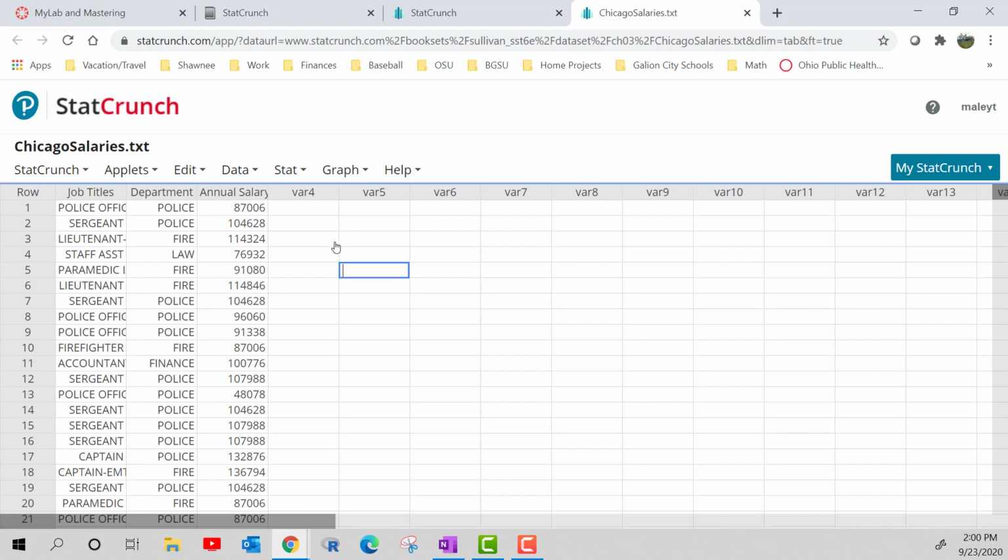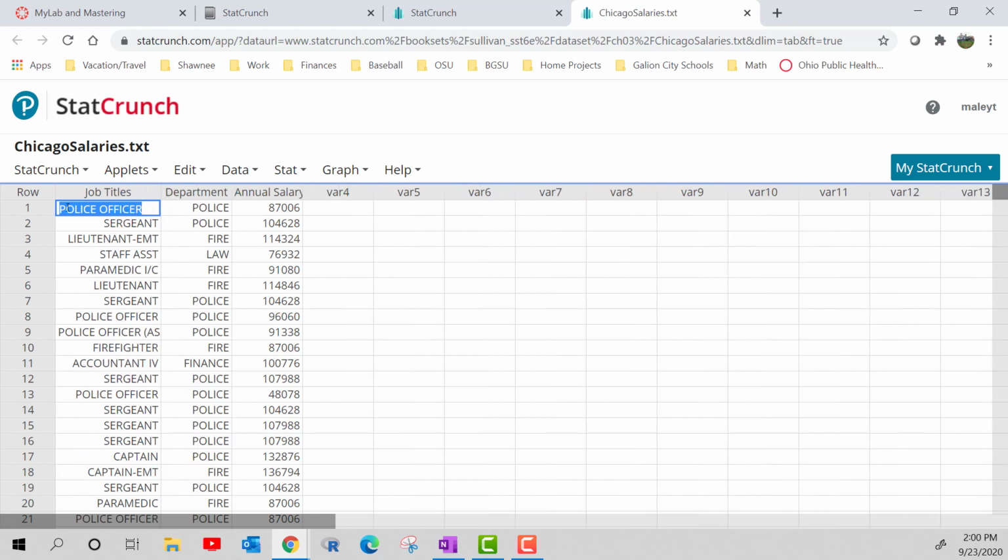So this is more realistic. You know, there's a lot of pieces of data here, right? And we have 3 different variables, right? So we have someone's job title, right? So this first person, right? So this is in a stacked data format, right? Where each row is a person. So this first person is a police officer. They work in the police department, and that's their average salary in Chicago, right?